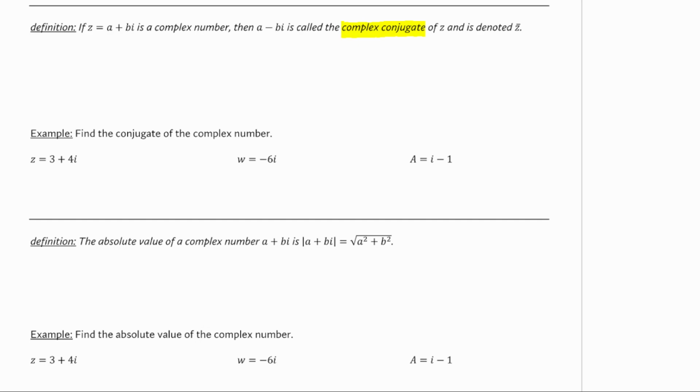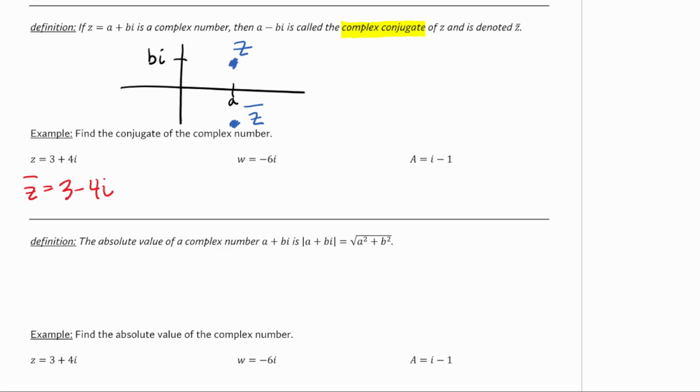We've seen conjugates before, just in the last unit, when we were looking at irrational solutions to polynomial equations and how they came in conjugate pairs. If we have a number, this is a on the real number line, this is bi on the imaginary line, and we've got this number z here, z bar is just reflected across the x-axis. You don't really need to know a whole lot else about the complex conjugate except what it is for a given complex number. So if z equals 3 plus 4i, z bar is going to equal 3 minus 4i. It's the number that's with the i that gets made negative.